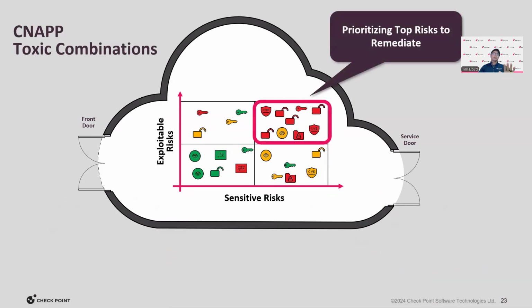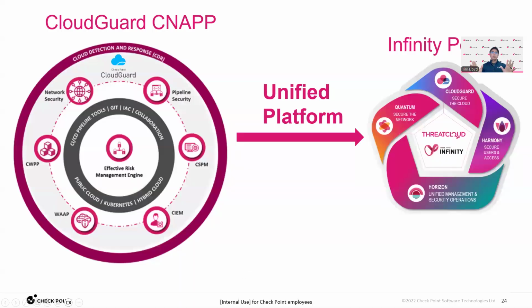We call this effective risk management, ERM. So we're going to provide you a top 10 list in ERM that says, here are your most exploitable sensitive risks that you need to care for in your cloud environment. And here are the steps that you need to take to remediate it. It's very powerful because it's going to help you gain powerful, helpful insights out of all of the logs that are coming into our unified cloud platform, right? And that's really what this is about.